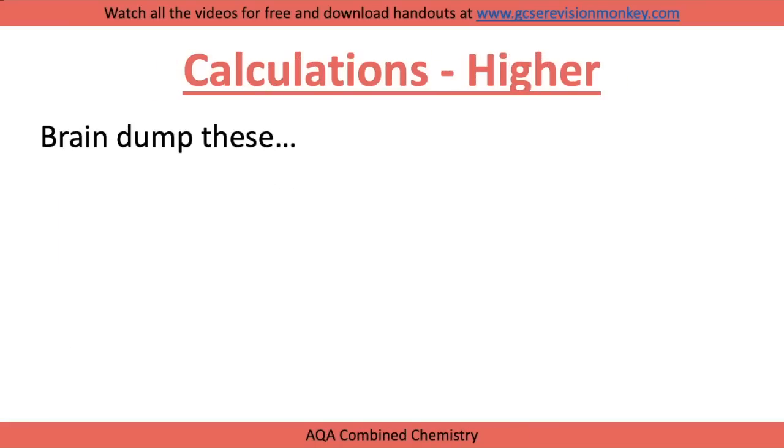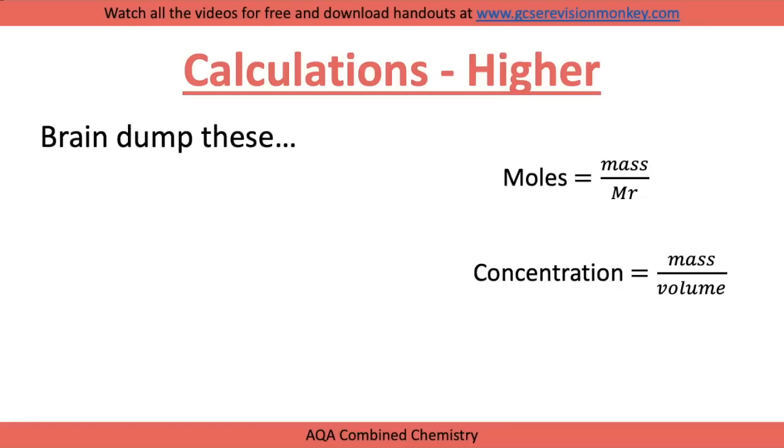In chemistry, 20% of your exam is calculations, so I very much recommend brain dumping these as soon as you are able to start the exam. So for higher tier, you've got the moles equals mass divided by Mr equation. You've got two concentration calculations, one which is concentration equals mass divided by volume, and the second one, concentration equals moles divided by volume, and all those three equations are linked.